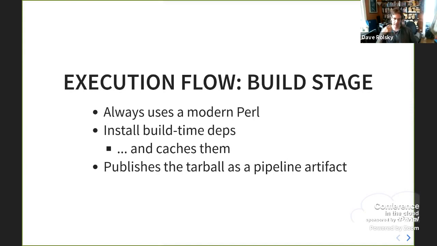And then the build stage always uses a modern Perl. This is important for Dist::Zilla, which does not run, requires Perl 5.14. But your distro might be fine with 5.8. So the build stage always uses a modern Perl. It's just going to use the latest stable Perl release. It installs your build time dependencies. It also caches them between runs. And then it publishes a tarball as a pipeline artifact. I'll get into more of the details of what pipeline artifacts are later. One thing to note about the Azure caches is they're just deleted after a certain time period. So if you only run these tests once a month, it won't help you. But if you're doing repeated test runs, it's a huge improvement in the speed.